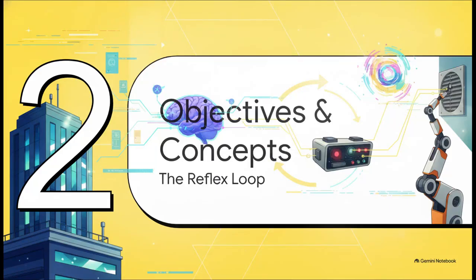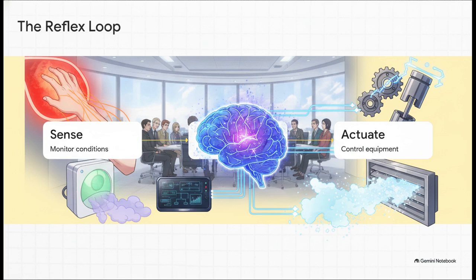Moving on to Section 2, Objectives and Core Concepts, the Reflex Loop. Okay, so the most crucial thing to understand here is this fundamental 3-step loop. Sense, process, actuate. It's literally just like your own human reflexes. Imagine accidentally touching a hot stove. The nerve endings in your finger, those are your sensors, detect that extreme heat. That data flashes up to your brain, which processes the info and instantly decides, uh-oh, danger, move. Then your brain shoots a command to your muscles, your actuators, to yank your hand away. Well, a BMS does the exact same thing.